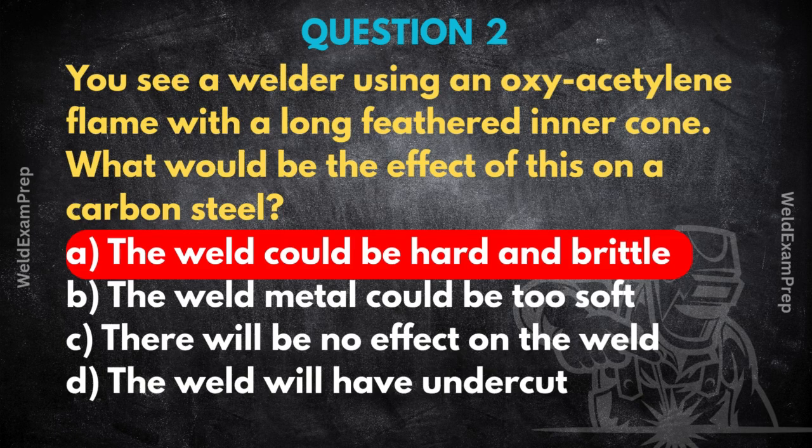Absolutely. That flame characteristic is a direct warning sign that the weld chemistry is being altered in a detrimental way for carbon steel. It's a process control issue with direct material consequences. Okay, important link there between process observation and material properties. Let's look at question 3.